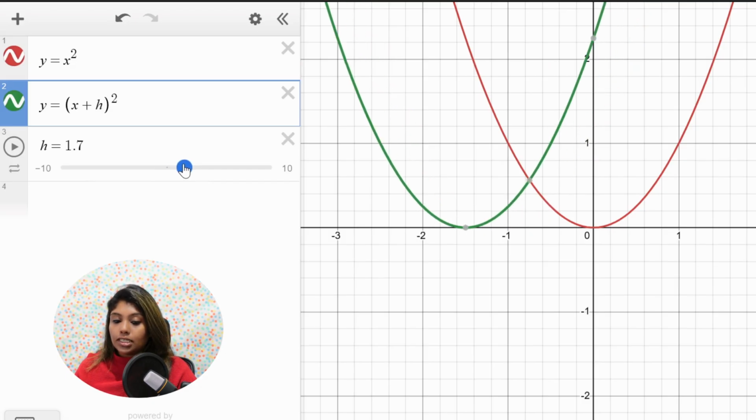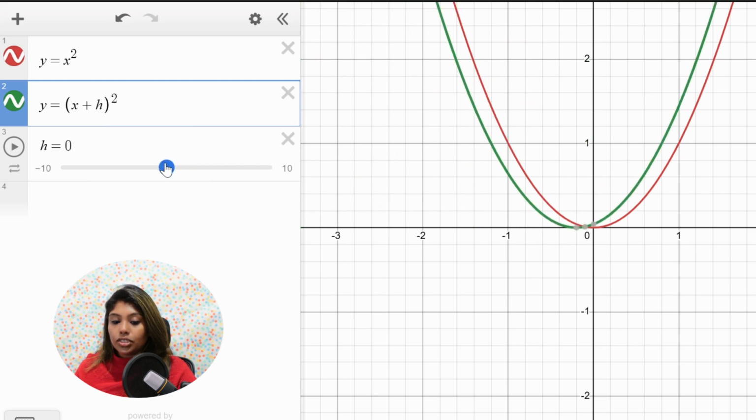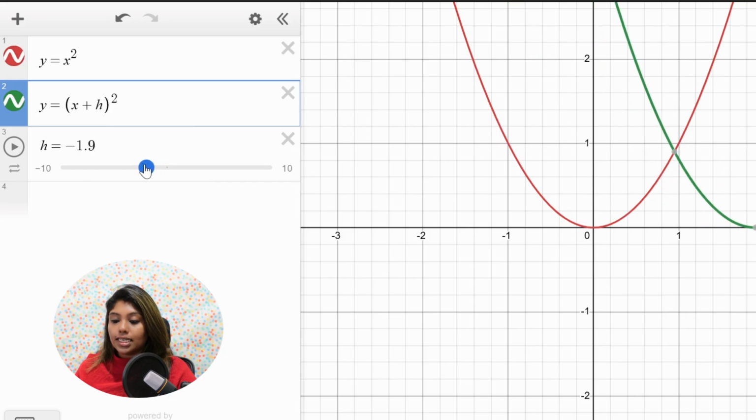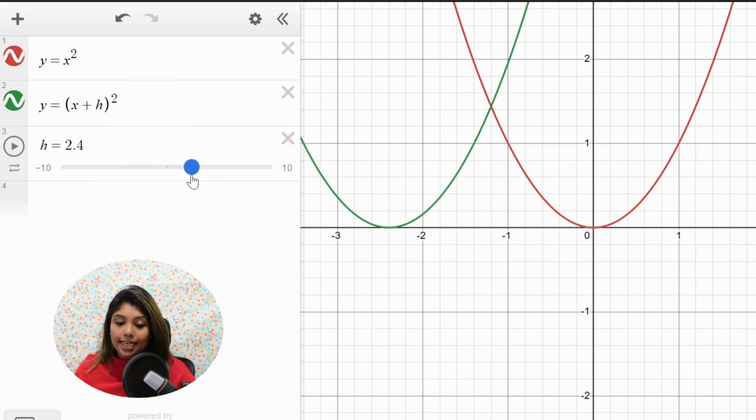I'm going to give the positive values and you can see it is changing in the negative direction. So as I keep changing it to the negative value, you can see it is moving towards the right side. So this is called translation along the x-axis.